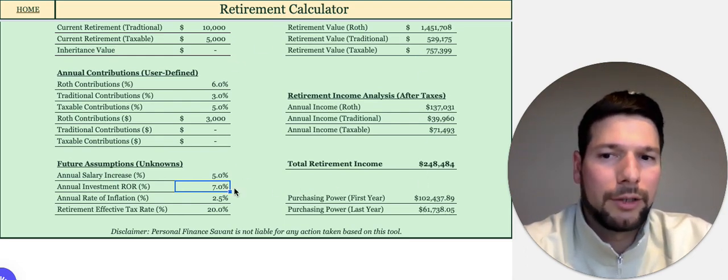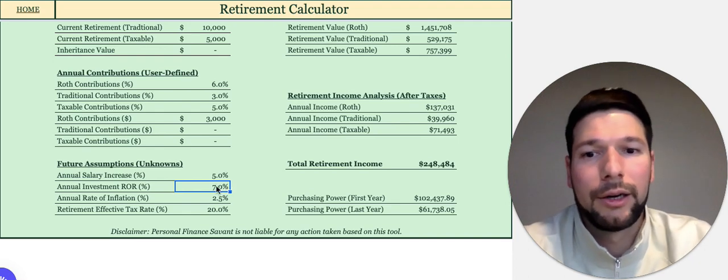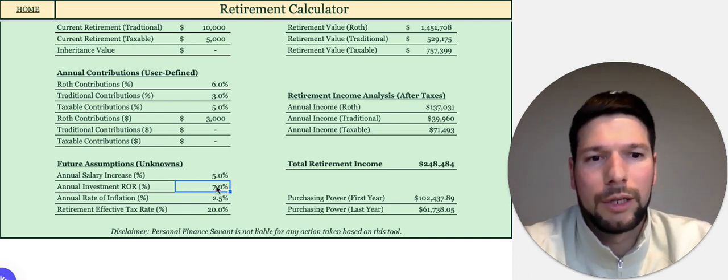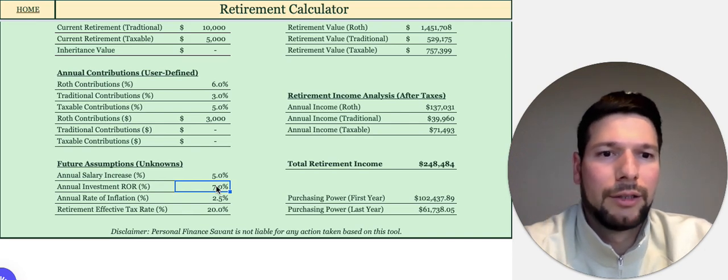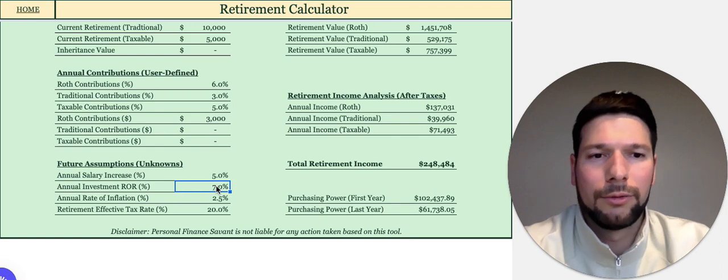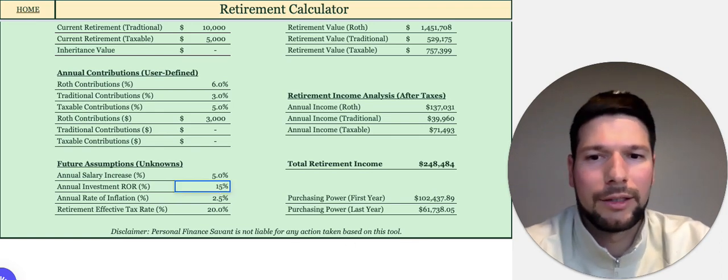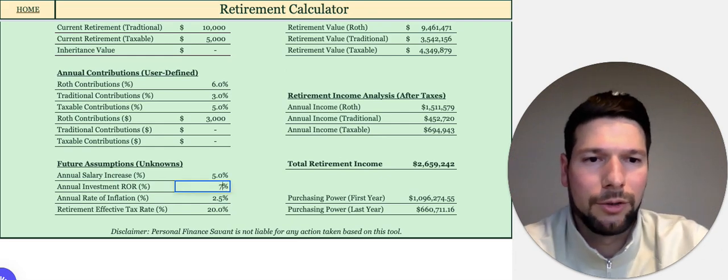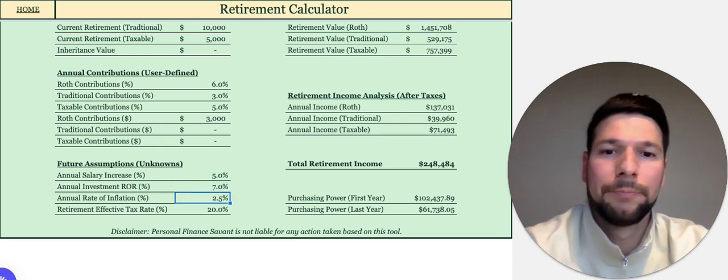What do you expect your annual investment rate of return to be? Here I put 7%. Based on historical stock market returns, somewhere in that 7-8% range is pretty reasonable. So I try to keep it conservative. Don't overinflate this and say, hey, it's going to be 15%. Your numbers will be way off. And when you get to retirement, you'll be, unfortunately, disappointed.